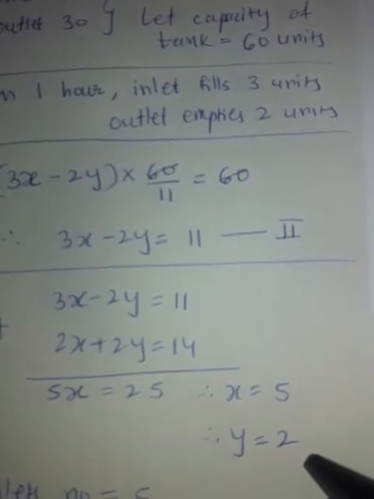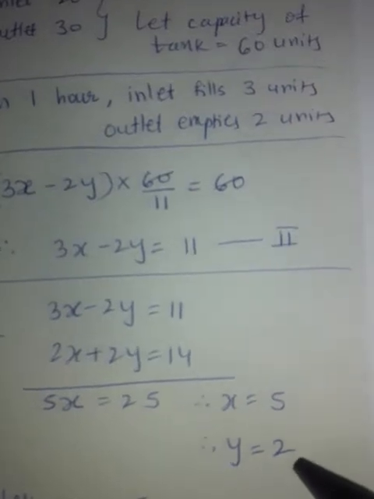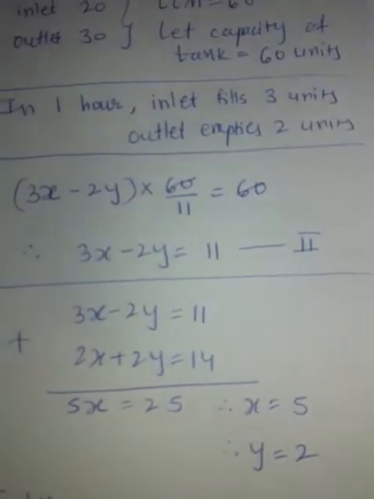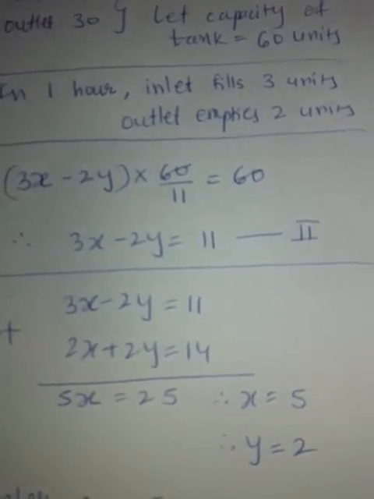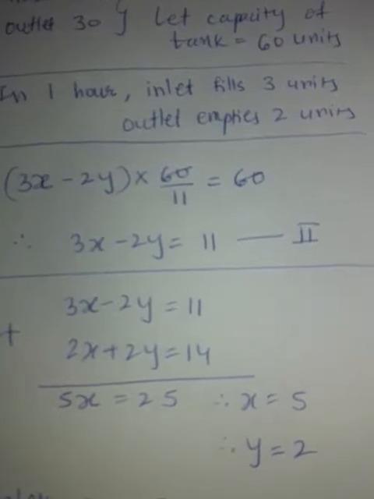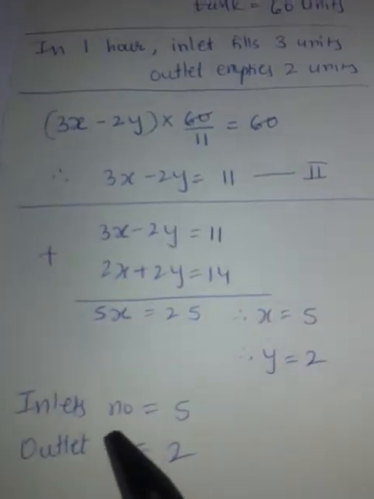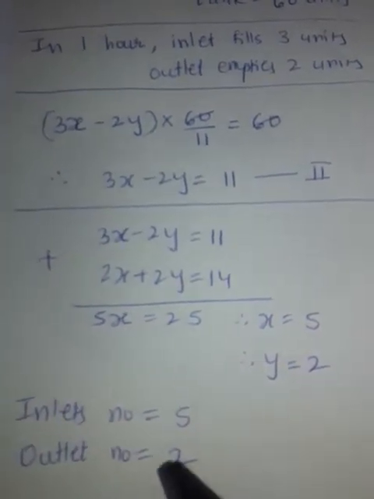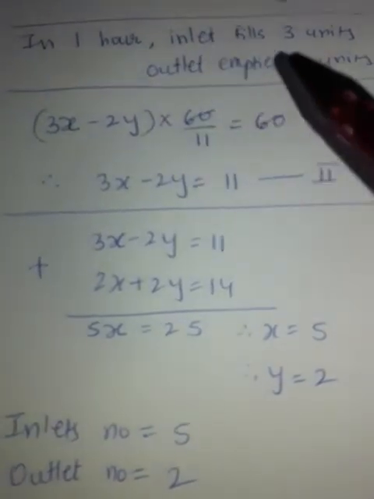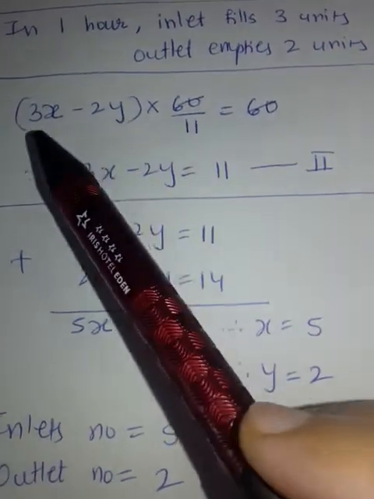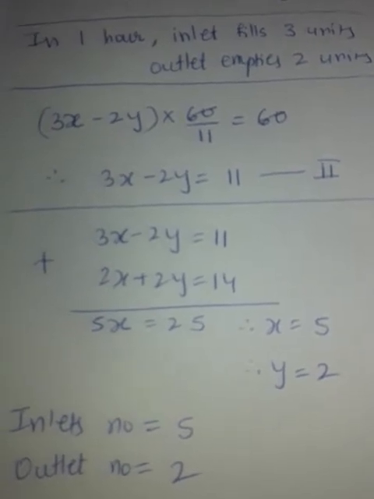Total number of pipes is 7. So inlets will be 5. Outlets will be 2. Please watch clip numbers 36 and 37 to learn more about simultaneous equations, because you are going to need simultaneous equations in many chapters. So I have covered it already. Please watch it. That means your answer is: the number of inlets is 5, the number of outlets is 2. Very easy example. Here what was important? Understanding this step was important. Once you understand this, the question becomes very easy.